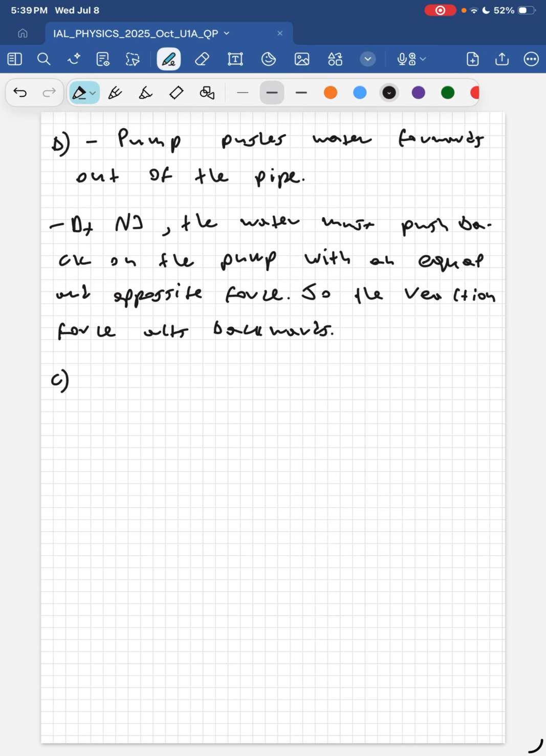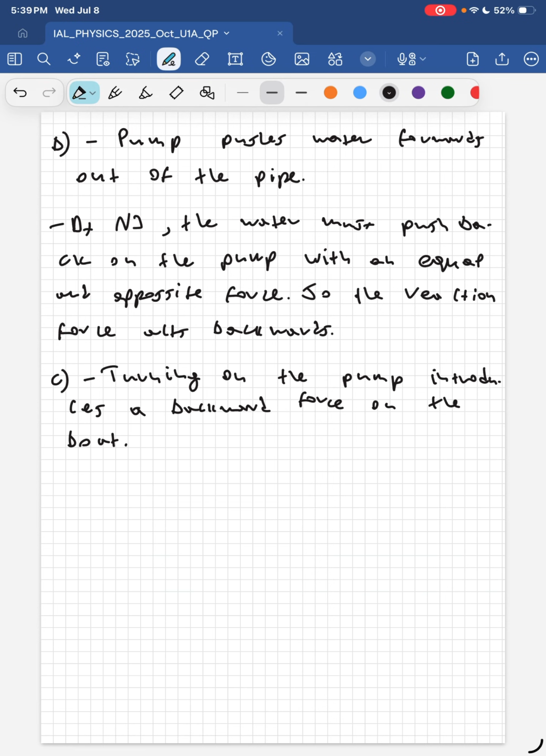Okay, so part C. Turning on the pump introduces a backward force on the boat. This backward force is the force that we discussed in part B, pretty much, the Newton third law pair. So now sigma F, the sum of all forces, decreases, and the boat decelerates.